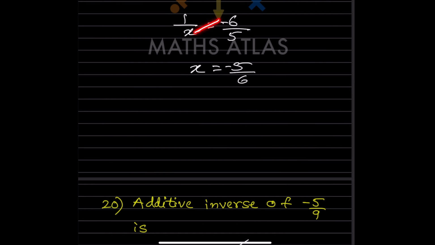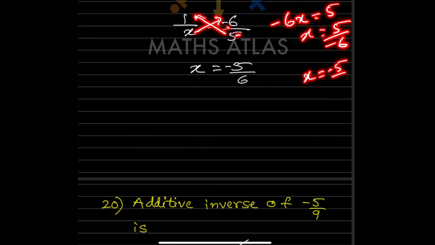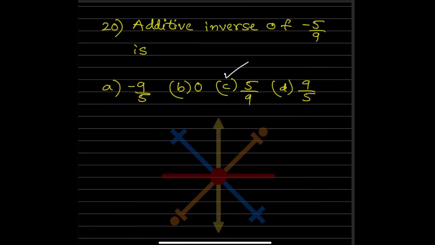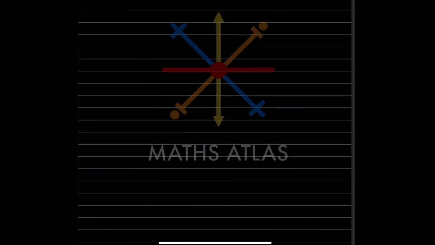You can do one thing if you don't know directly how to do it. You can just cross multiply. Minus 6x will be 5. So x will be 5 divided by minus 6, and you can also write here minus 5 by 6. You can also do it this way. Now you know the additive inverse. Additive inverse means you have to just change the sign. Minus becomes plus. So that will be 5 by 9.